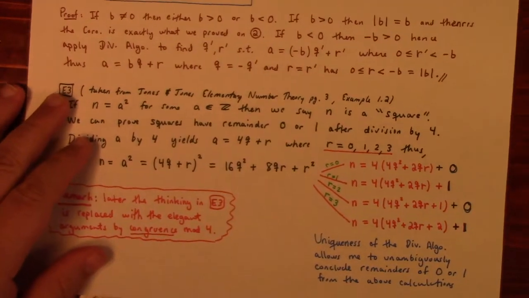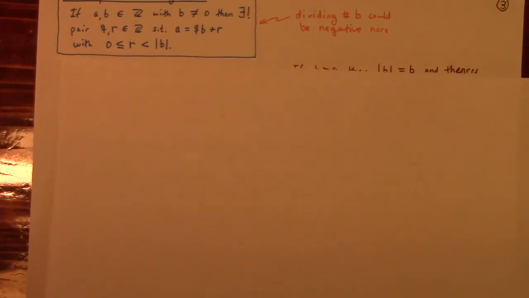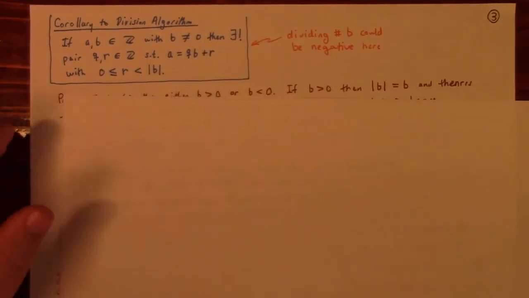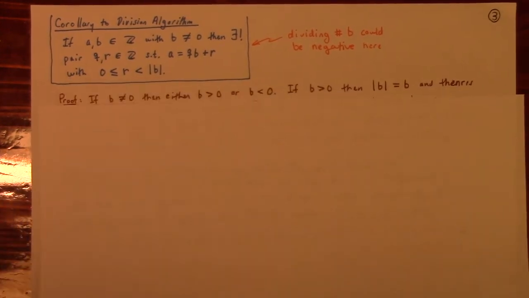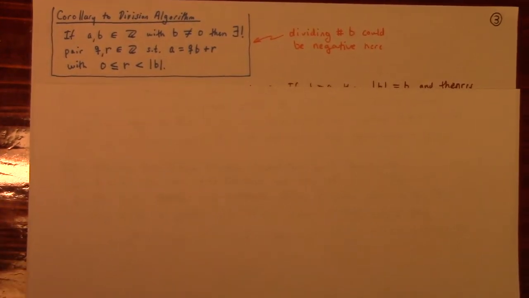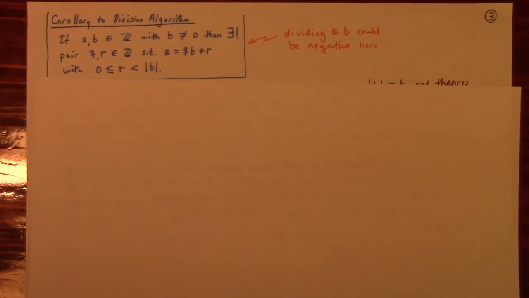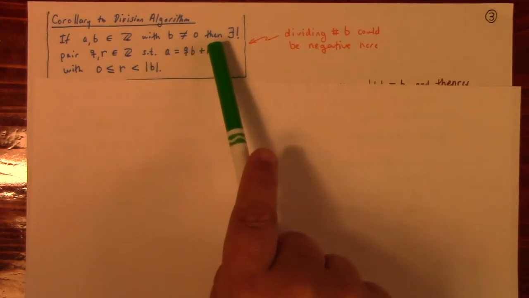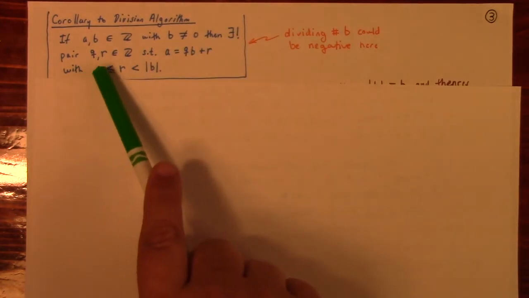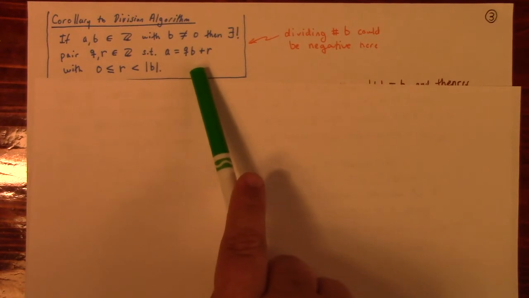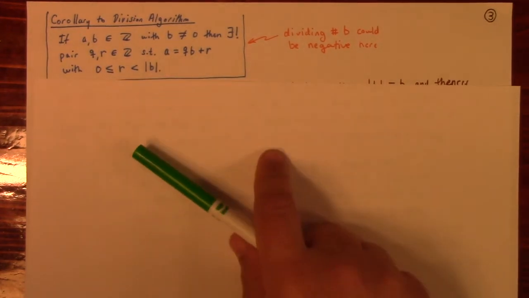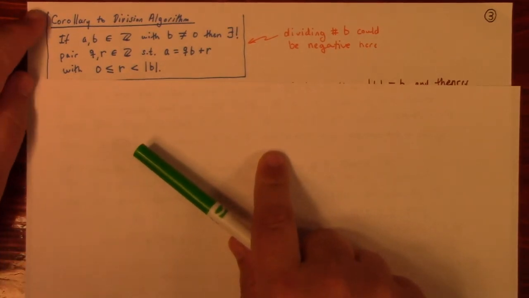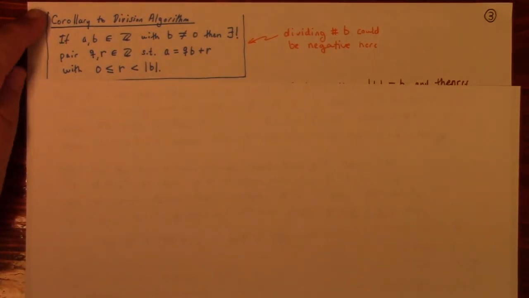Corollary to the division algorithm. All right, so here's a corollary to the division algorithm, which means a result that's related, but slightly different. Typically easy to prove, given the theorem we just proved, right? That's how a corollary works. If a and b are integers and b is not equal to 0, then there exists a unique pair q and r of integers such that a is qb plus r with 0 less than or equal to r less than the absolute value of b. All right. So the distinction here is that b is possibly negative, right?